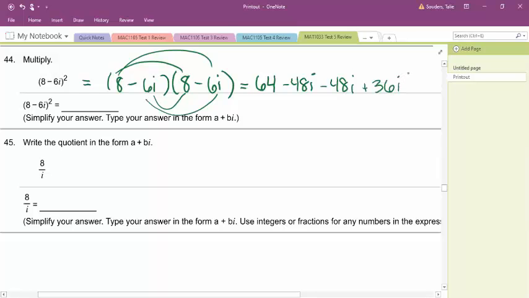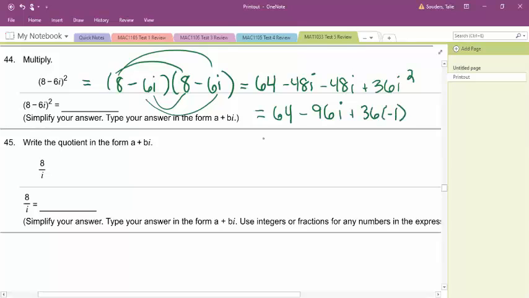Excellent. Now we need to look and see if we can simplify or combine any like terms here. So what can we do? You can combine the negative 48i's. So what is negative 48i minus 48i? Negative 96i. And then what about the 36i squared? What can we do with that? Times negative 1. Exactly. The i squared becomes negative 1.